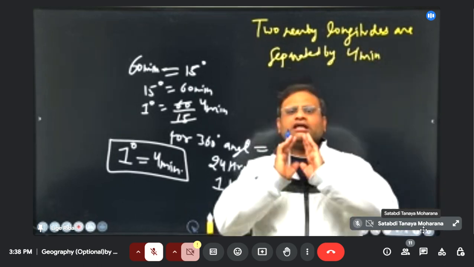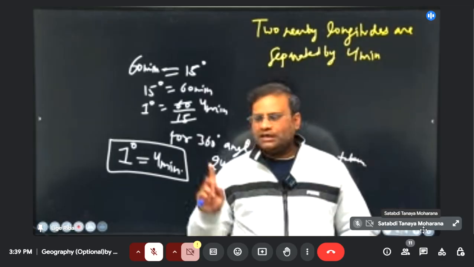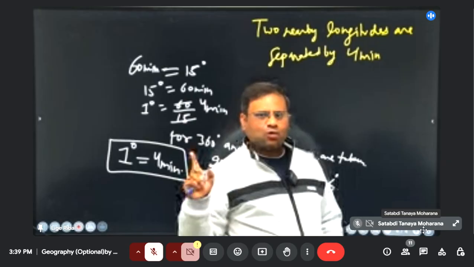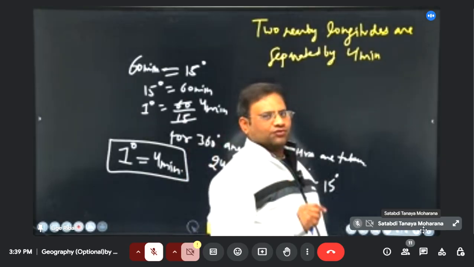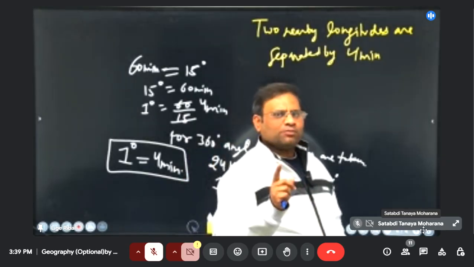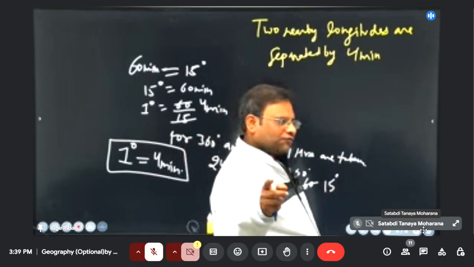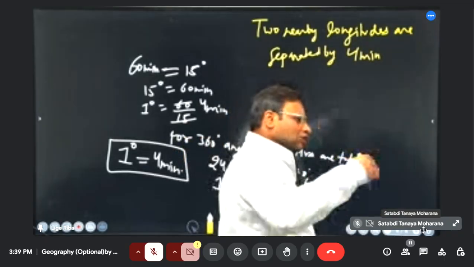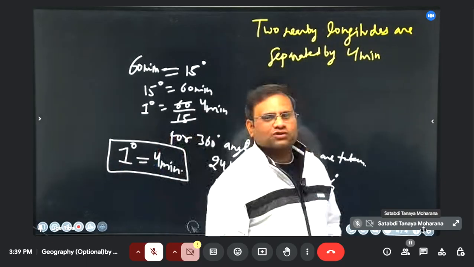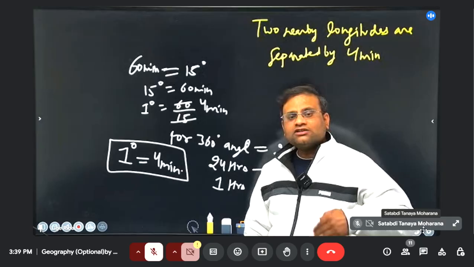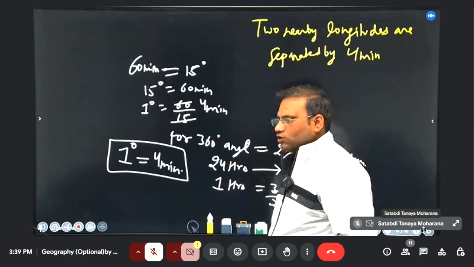Like 0 degree is facing the sun, 1 degree is waiting. After 4 minutes, it will tilt there, and now 1 degree is in front of you. After a further 4 minutes, 2 degrees come in front of you. After a further 4 minutes, 3 degrees come in front of you. That is the meaning of this tilt. Right? So that is the use of longitude. We use it for calculation of time.